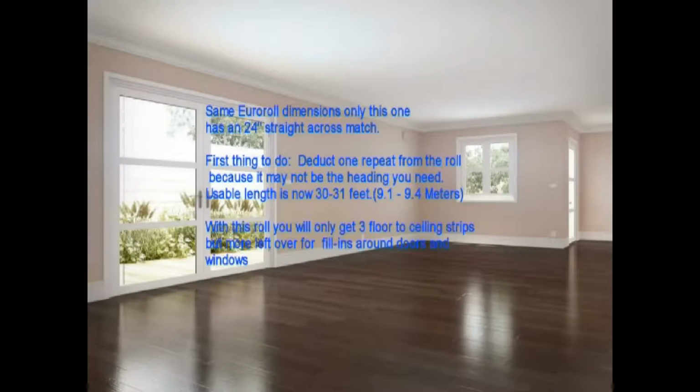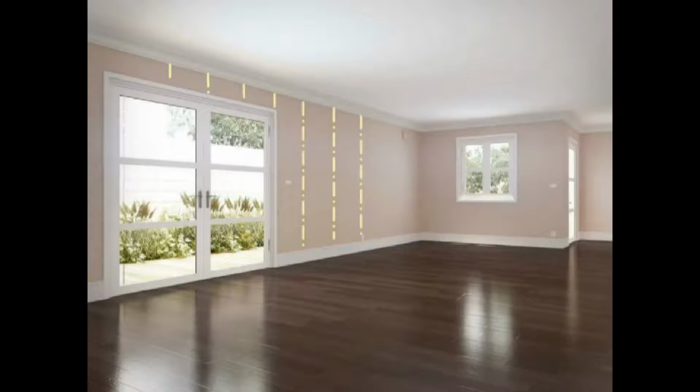So with this roll, with the straight across match, you're only going to get 3 full strips from the floor to ceiling, and you'll have from the remnant fill-ins for above windows, doors, and under windows, depending upon the distance that they are, the height of the windows, the bottom section, all that depends, but you will have leftover to do those. With the other way, with the 4 strips and the random, you can't figure on getting those remnants, and so you'll have to figure them in your tally of how much you need.